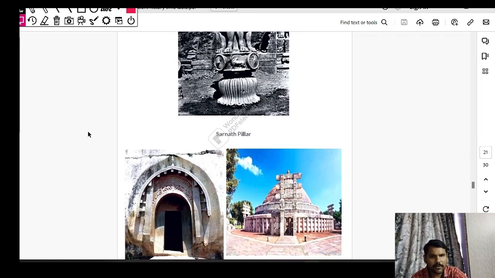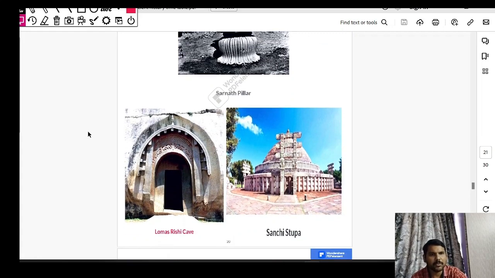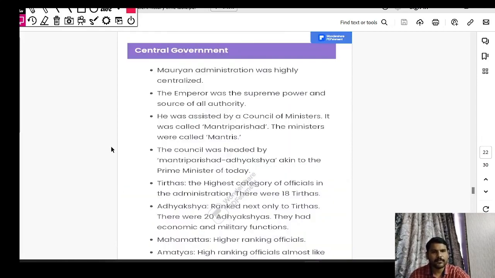And here you have the Lomas Rishi cave and the Sanchi Stupa. Sanchi Stupa is very, very famous. This is the Sanchi Stupa, and this is the Lomas Rishi cave. See, we discussed cave architecture, right? A cave is dug out of a hill, and that is the Lomas Rishi cave. These are the examples.